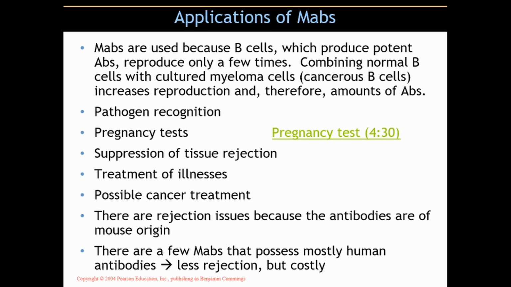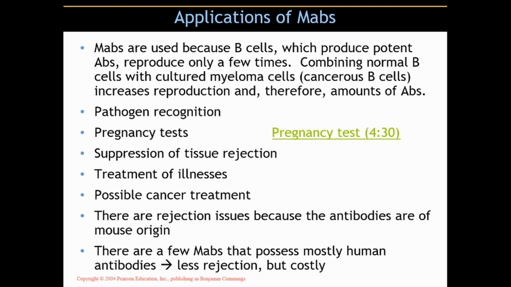They're used, first of all, like I said when I was describing the diagram, because B cells, which produce potent antibodies, reproduce only a few times. Their reproduction rate is slow. So we take normal B cells, we combine them with cultured myeloma cells, which are reproducing uncontrollably and rapidly. Therefore, as a result of that, we get large amounts of antibodies.